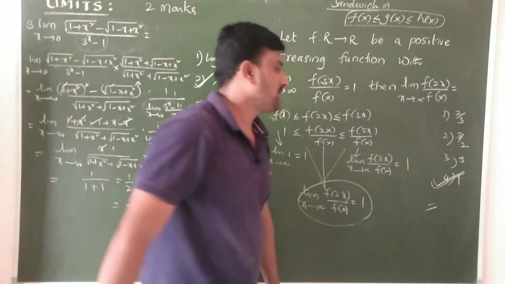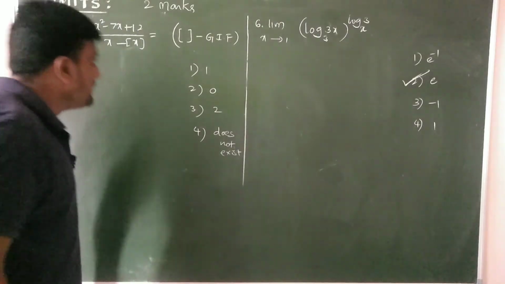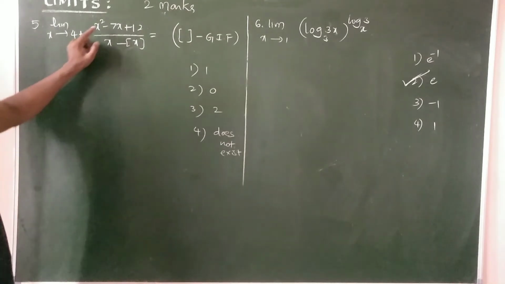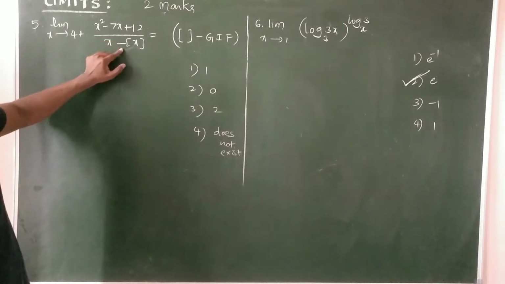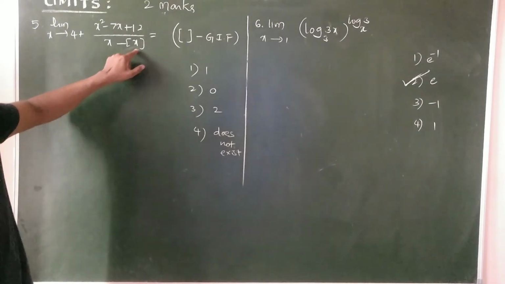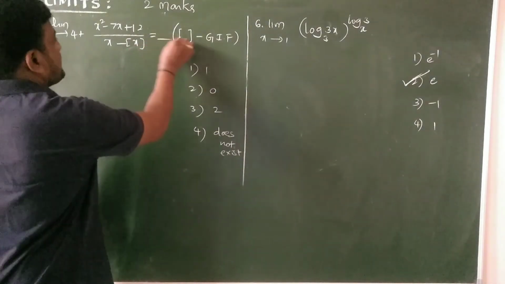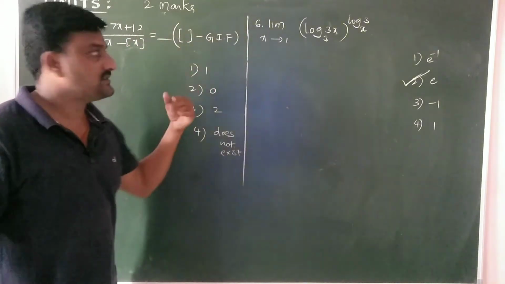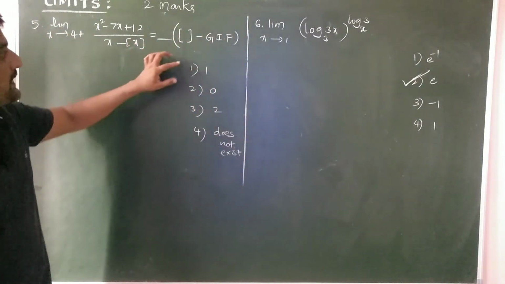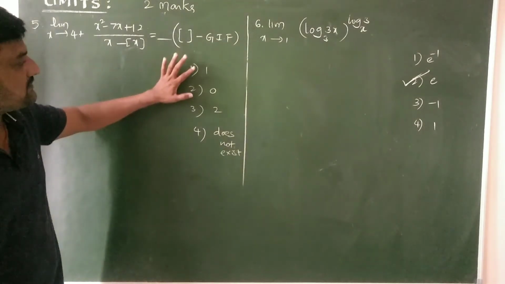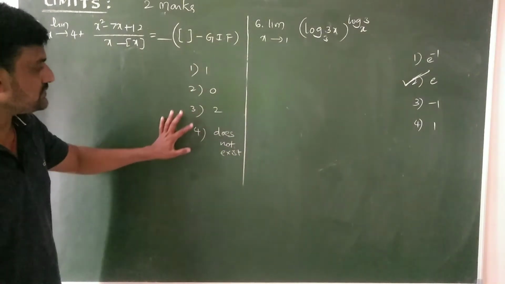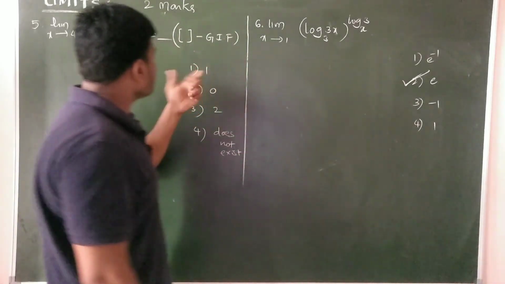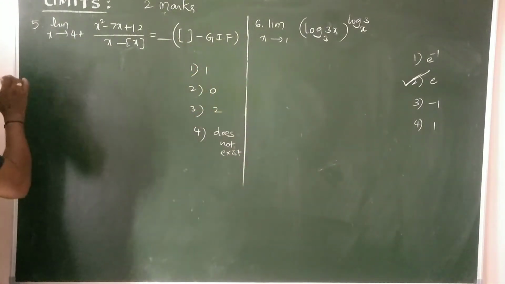Okay, let us do more problems. Here the limit as x tends to 4 of (x² − 7x + 12) by (x − [x]) equals what? Here [x] means the greatest integer function. The options are: first, 1; second, 0; third, 2; fourth, does not exist. Okay, let us go with the solution.